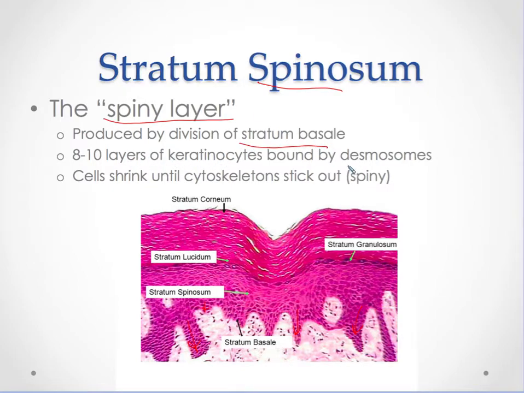8 to 10 layers bound by desmosomes, and then shells shrink until the cytoskeletons stick out, and that's where the spines come from as well. So the cells themselves are spiny. It also is a spiny layer there. But the cytoskeleton makes the cells look kind of pokey. That's where the spinosum comes from.